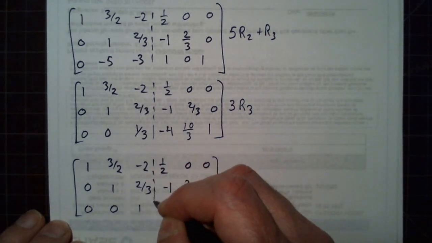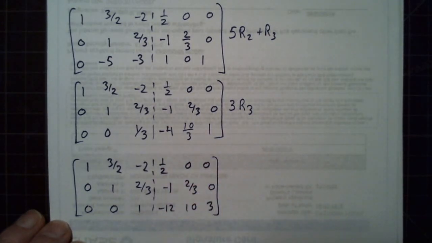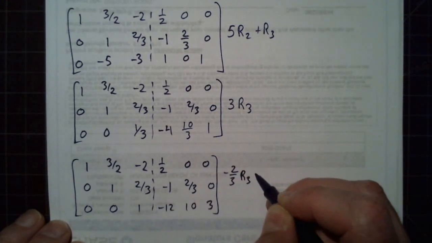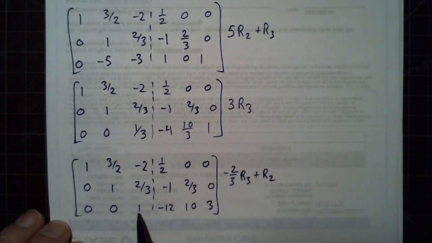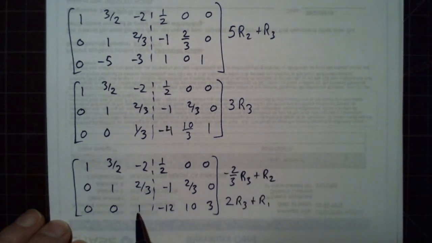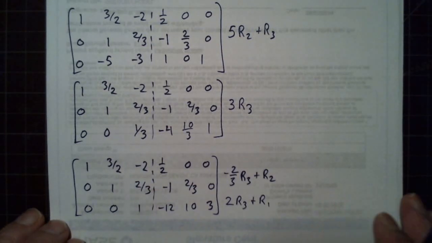Okay, make sure that's correct. Alright, then we want to use this number to make these zeros, and then we'll use this to make that a 0. So we have to do negative 2/3 row 3 plus row 2. That will make that a 0. And then we'll do positive 2 row 3 plus row 1. 2 times 1 plus negative 2 will make a 0 right there.